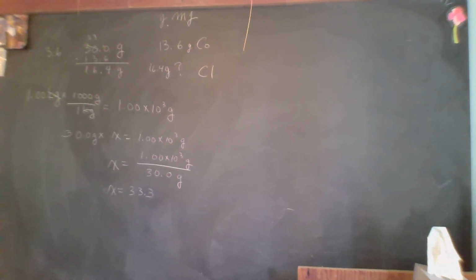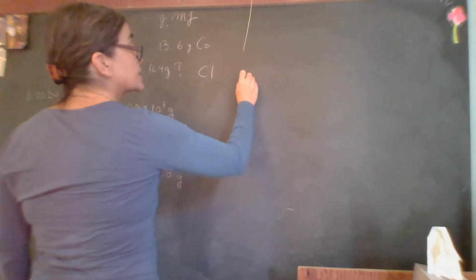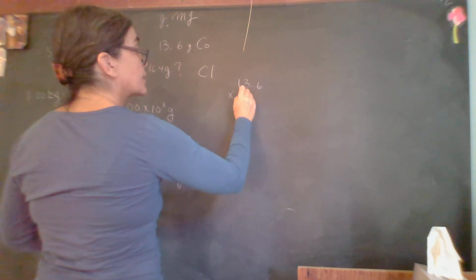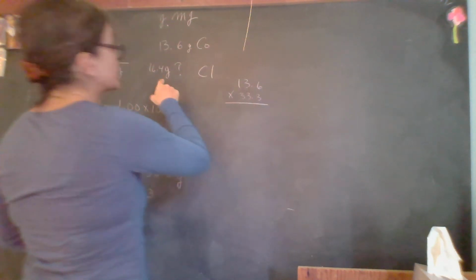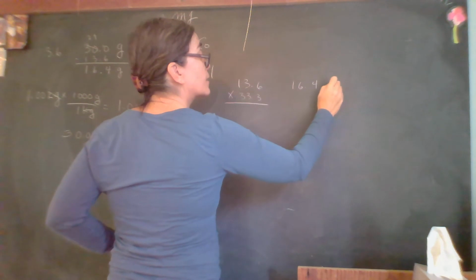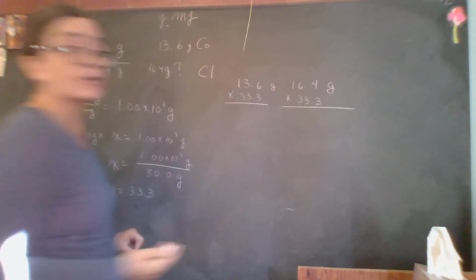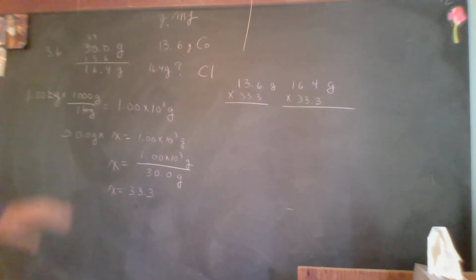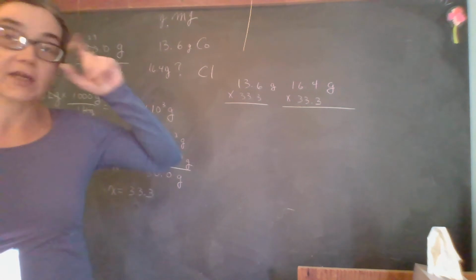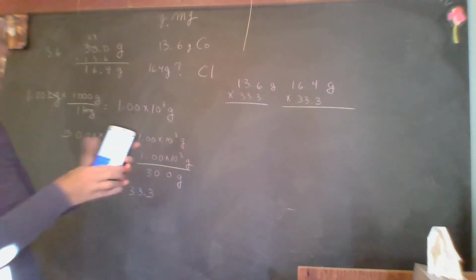So is that the conversion factor we can use? Let's look. 1, 2, 3, 1, 2, 3, significant digits. Very good, that's the one we're going to use. So now we need to say how much of the two different substances we'll need. So we're going to multiply 13.6 times 33.3, and we're going to multiply 16.4 times 33.3. Now, when we do this, we might not actually come out with 1,000 grams because of significant digits. So we'll see what happens.